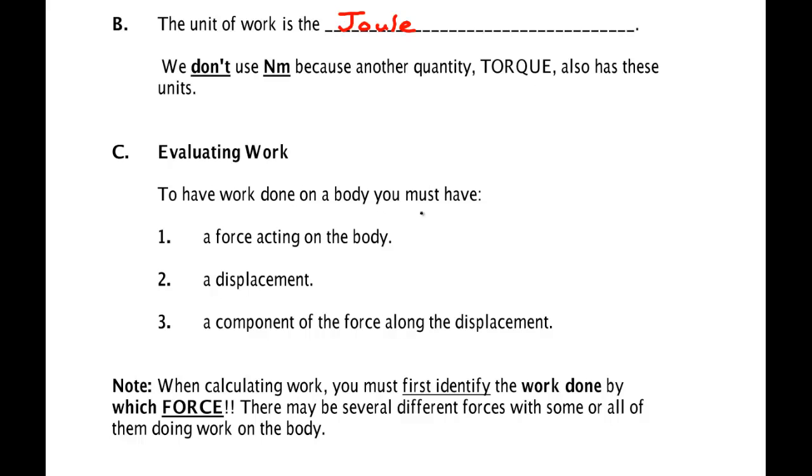All right. Now, to evaluate work, in general, you're going to have three things. You must have a force acting on the body. If there's no force, then no force can do no work. You must have a displacement of the object. If the object is not displaced, if the force doesn't act on the body over some distance, then you can't have any work. And last but not least, a component of the force has to be along the displacement. If the force is perpendicular to the displacement, it does no work. There are three requirements. And before you can calculate a W, you must identify these three things.